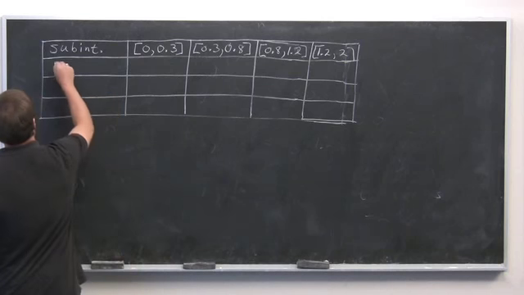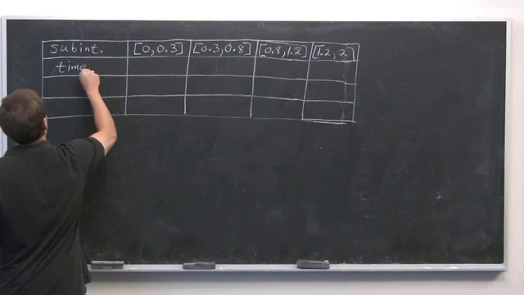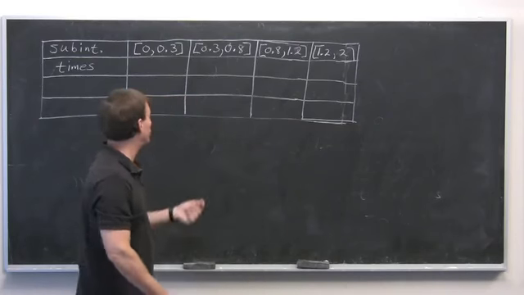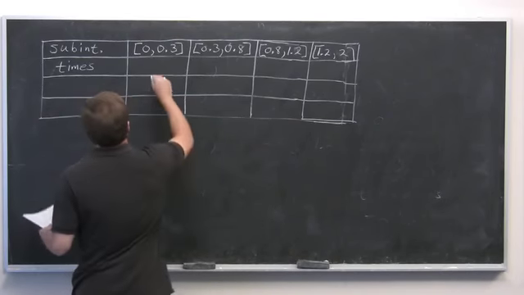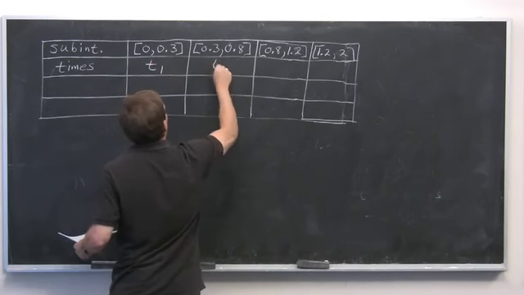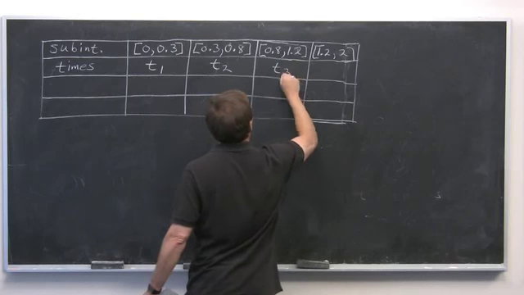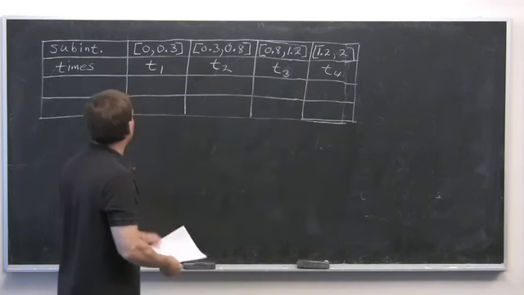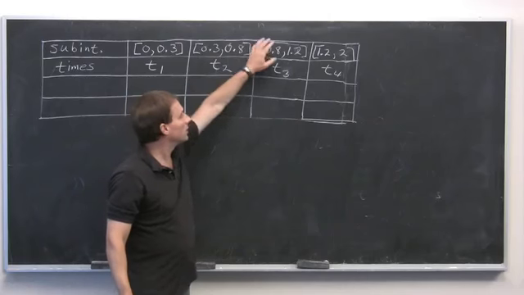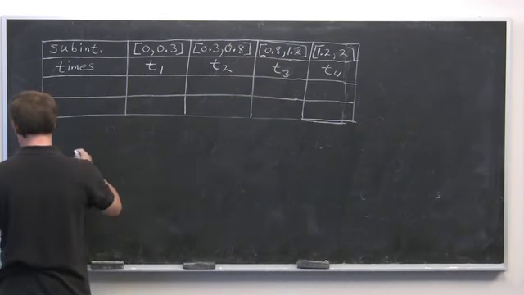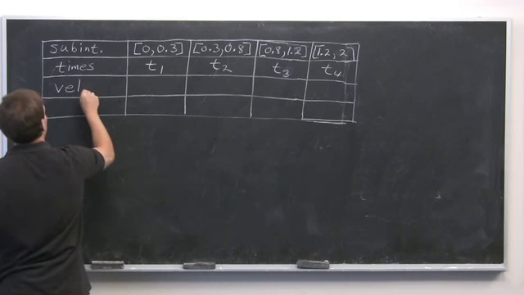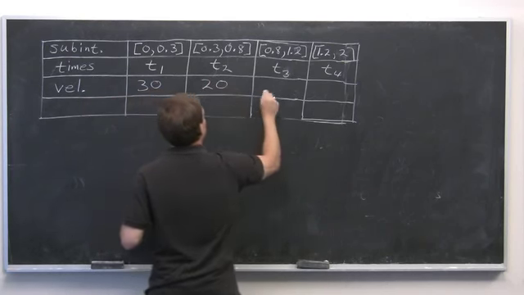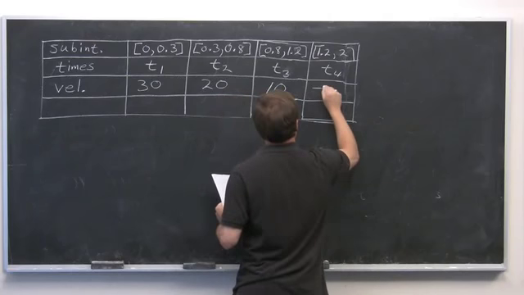And then we had different times, one for each of these subintervals, at which we knew the velocity. We were told the velocity. So we don't actually have numbers, but I'll go ahead and write T1, T2, T3, and T4. These are the names for the times in these subintervals at which we're given the velocities. And what are the velocities that we're given? In meters per second, but I won't write the units. We were given 30, 20, 10, and minus 2.